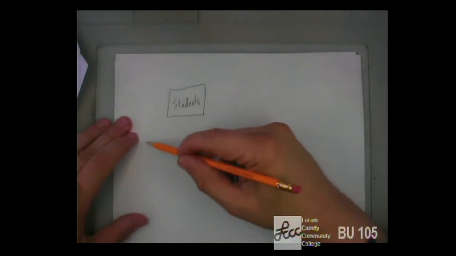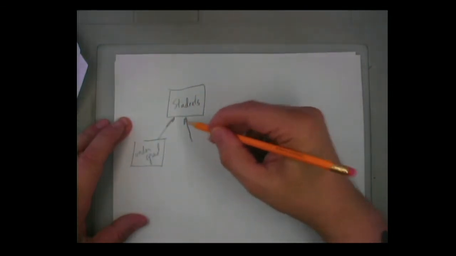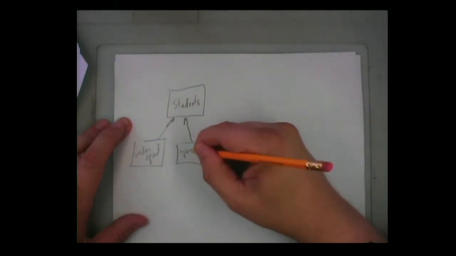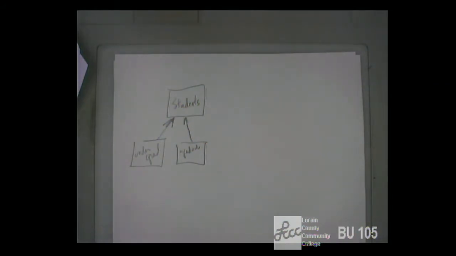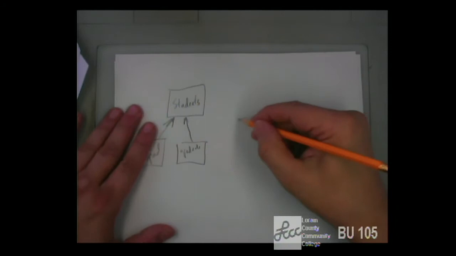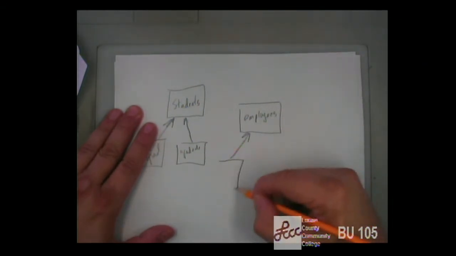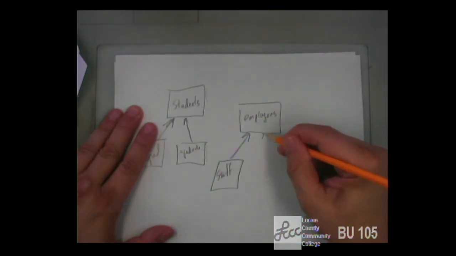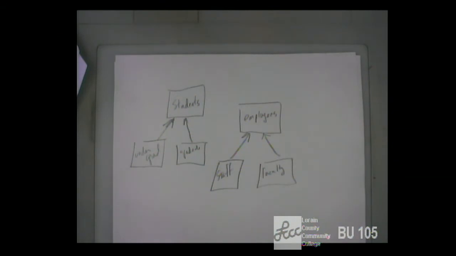Okay. Students. And maybe we have undergrads and we have graduate students. That makes sense for inheritance, right? Graduate students are students. Undergraduate students are students. So that might make sense for an inheritance. Employees. And maybe their staff. And faculty. All right, makes sense, right? College has employees. Some of them are staff, some are faculty. Faculty are employees. Staff are employees. So that passes the ISA test.